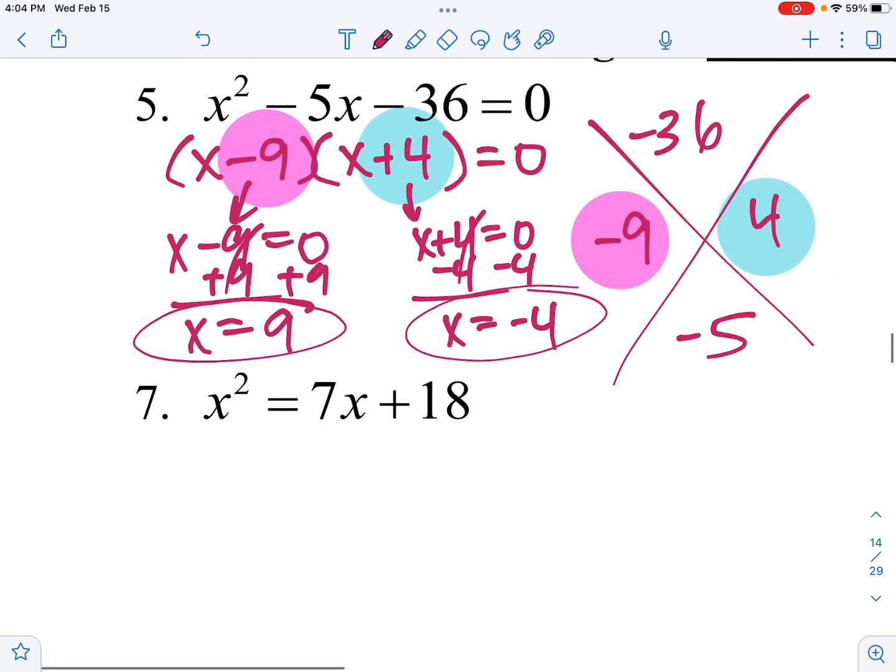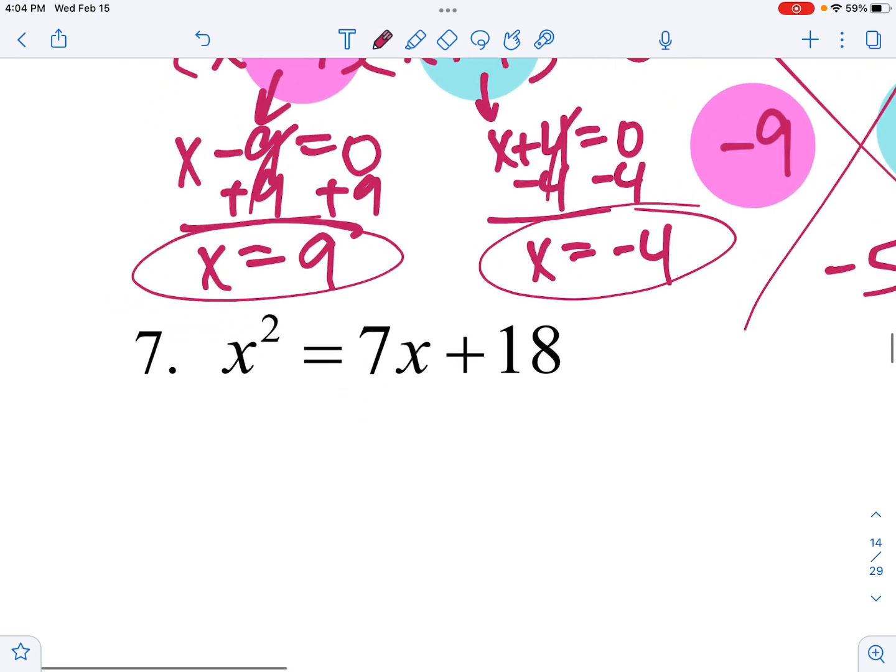Let's try number 7. The only thing different about number 7 is I do not have this 0 like I did in this one, and that is the rule before you do the x. You have to have a 0. So what I'm going to do is I'm going to minus the 7x, and I'm going to minus the 18 over.